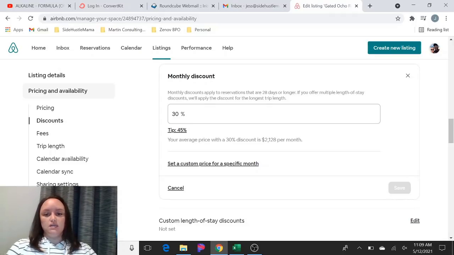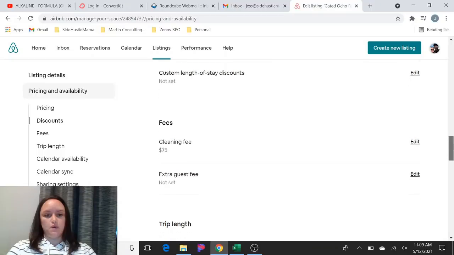So one thing to let you guys know here, a month is considered 28 days or longer. So it doesn't necessarily have to be, for example, July 1st through July 31st. Any 28-day stay or longer is considered a month. So if someone books 28 days or more, then this monthly discount will apply. So just something to keep in mind.